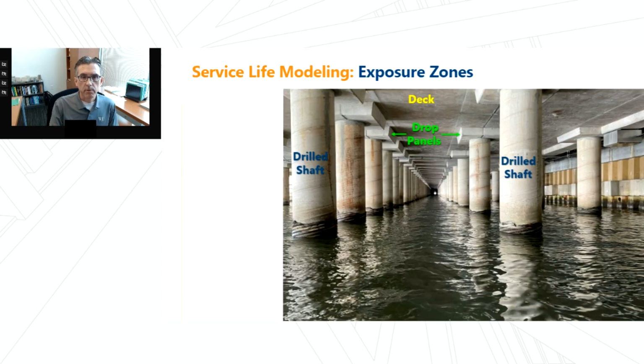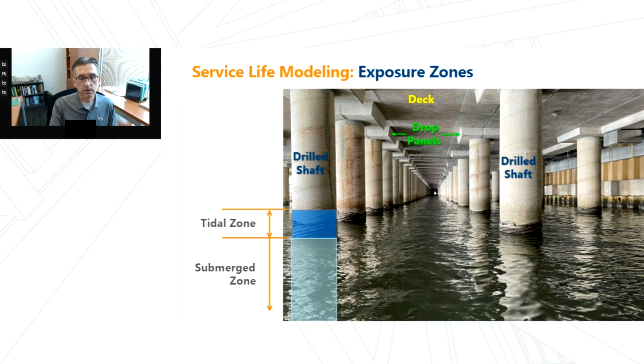The models will be performed for different exposure zones in the structures. This particular concrete wharf has primary elements: the drilled shafts, the deck, and then the drop panels between the drilled shafts and the deck. For the drilled shafts in particular, we're going to consider 4 different exposure zones: the submerged zone, a tidal zone, a splash zone, and the atmospheric zone. And we have different exposure conditions and therefore different risk of corrosion and potentially corrosion rates in the different exposure zones of these concrete elements.